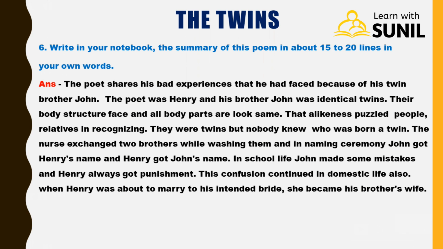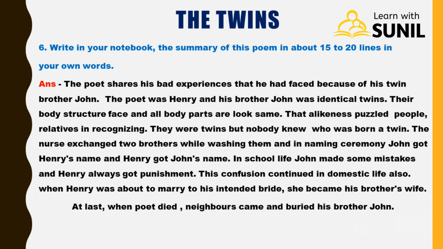They were twins, but nobody knew who was born a twin. The nurse exchanged the two brothers while washing them, and in the naming ceremony, John got Henry's name and Henry got John's name. In school life, John made some mistakes and Henry always got punishment. This confusion continued in domestic life also. When Henry was about to marry his intended bride, she became his brother's wife. At last, when the poet died, neighbors came and buried his brother John.